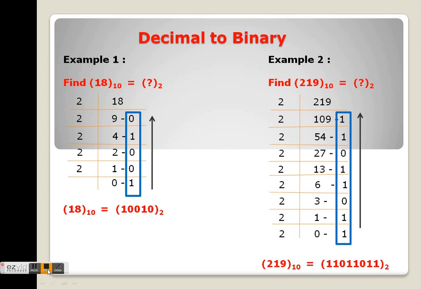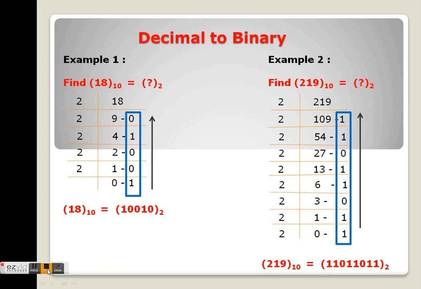Here we want to convert the decimal number 219 into its binary form. So here we will divide 219 by 2, and we will get 109 as quotient and 1 as remainder. In the next step, we will divide 109 by 2 and we will get 54 as quotient and 1 as remainder. Then we will divide 54 by 2 and get 27 as quotient and 0 as remainder. Next, we will divide 27 by 2 and get 13 in the quotient and 1 as remainder. Then we will divide 13 by 2 and get 6 in the quotient and 1 in the remainder.